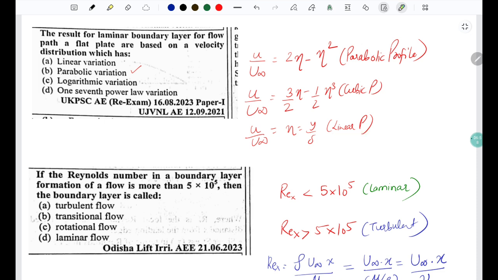But when asked for flow past a flat plate, it is generally considered that the parabolic profile is taken. Then the next question asks if the Reynolds number in a boundary layer is more than this number, that is 5 into 10 to the power 5. This is a golden number for boundary layer theory. If it is less than this number, then you will have laminar flow, but if it is more than this number, you are bound to go with turbulent flow.